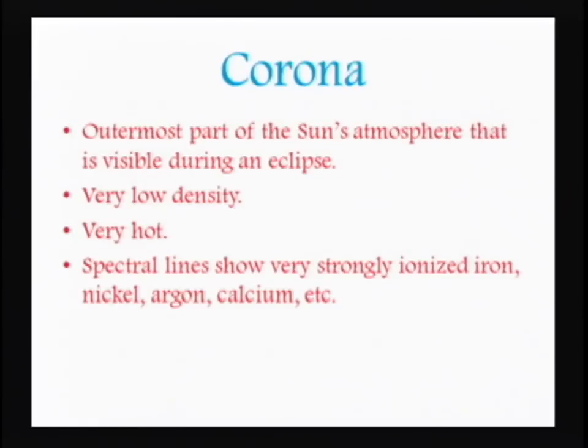So now we get into the corona, which is that outermost layer. Think of that as the sun's atmosphere, and you only see it during an eclipse. Very, very low density, but it's very hot. And we know those spectrum lines show very strongly ionized iron and nickel and argon, calcium, things like that. And so that's another reason I want to give you a feel for what the sun looks like with the artificial colors showing you what's iron, what does it look like in nickel, argon, things like that.